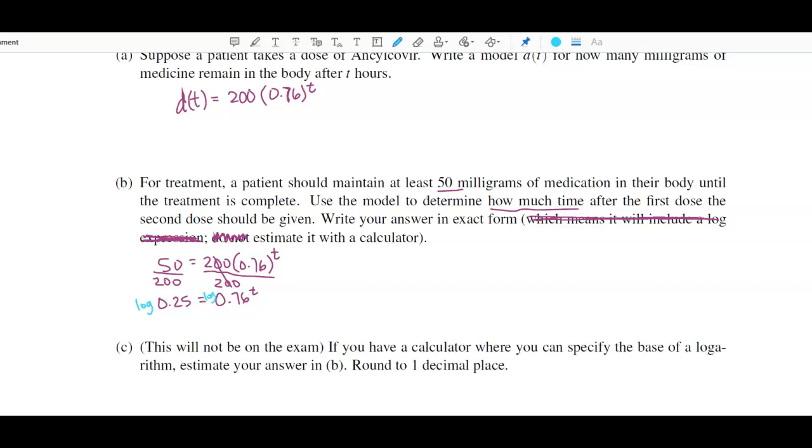And when I do that, now my t can come down out in front and be multiplied by it, which lets me solve it. So let me write it down that way. I've got log of 0.25 equals t times the log of 0.76. And then to get t by itself, I just need to divide by log of 0.76.